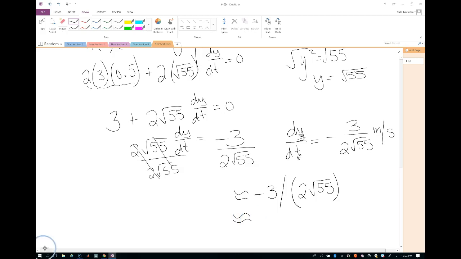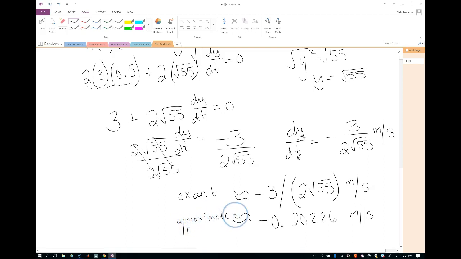And when I type that into my calculator, I'm getting negative 0.226 approximately. So it just depends whether they're asking for an exact answer. For an exact answer, you'd leave it with the radical 55 in there, or the approximate answer. And then you could just go ahead and type that in the calculator and get the decimal equivalent.